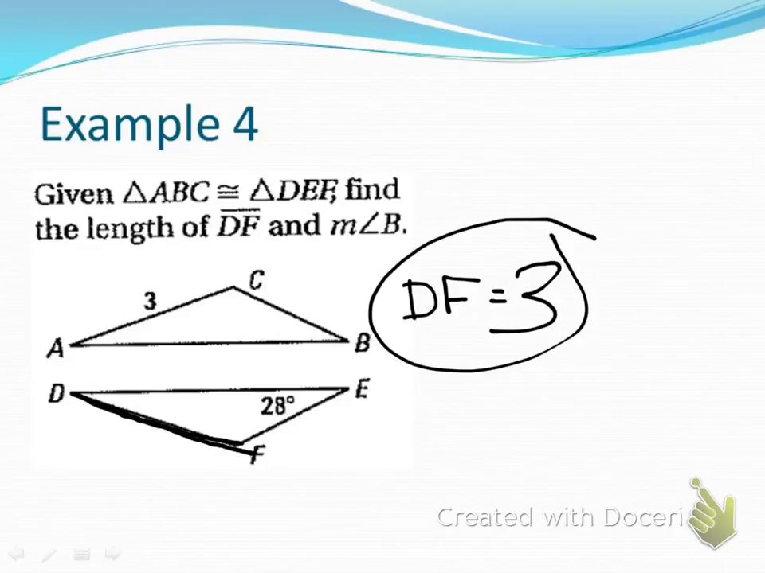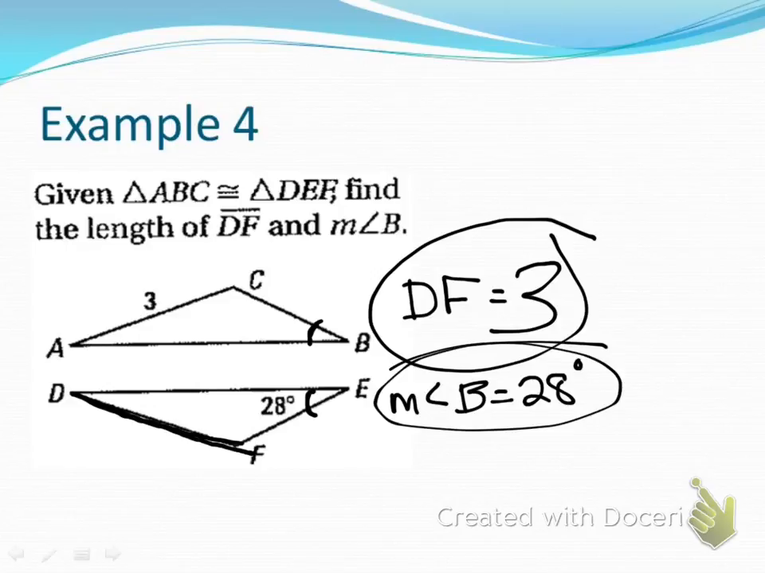Alright, next I'm looking for angle E. Which one needs to be the same as angle E? Oh, backwards. Sorry, I'm looking for angle B. Totally gave it away. Sorry about that. B and E are corresponding angles, so they are going to have the same measure. So the measure of angle B is what? 28 degrees. Very good. What questions do you guys have on this?